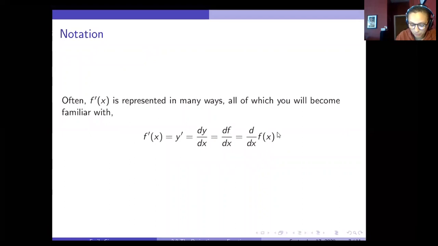And in fact, f prime is represented in many ways, all of which you'll become familiar with. We can use f prime of x, y prime, dy dx, df dx, and finally d dx of f of x. And d in this case is akin to that delta. So dx is akin to delta x. And later on in this course, when we talk about going the opposite direction from differentiation, we'll discover why we can use dx instead of delta x. So that's a little bonus content for later.